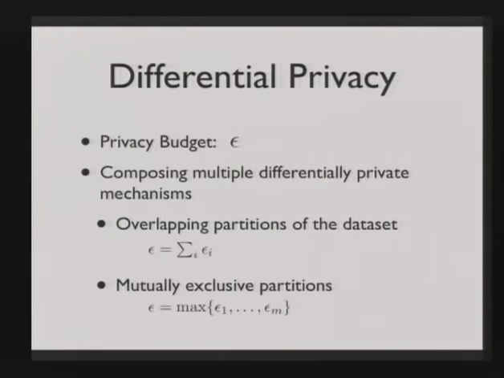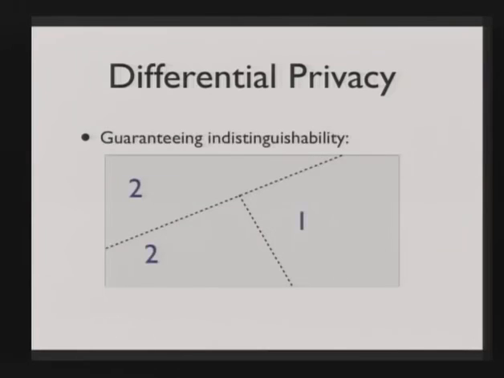On the other hand, if I'm computing two functions on two mutually exclusive partitions in my data set, let's say I decide to cut this room in half and count the number of people on the left and then the number of people on the right, then the effective epsilon will be the maximum of these two epsilons. I no longer add them.